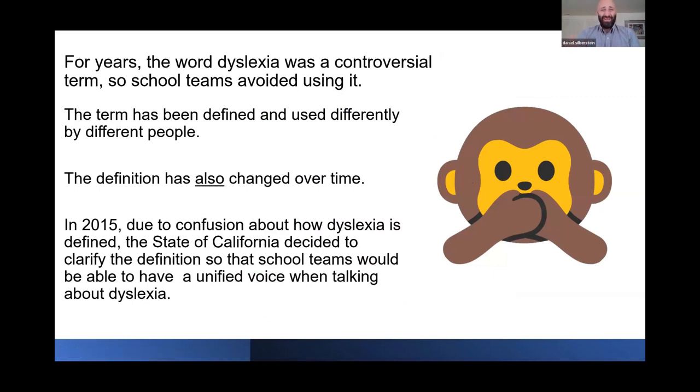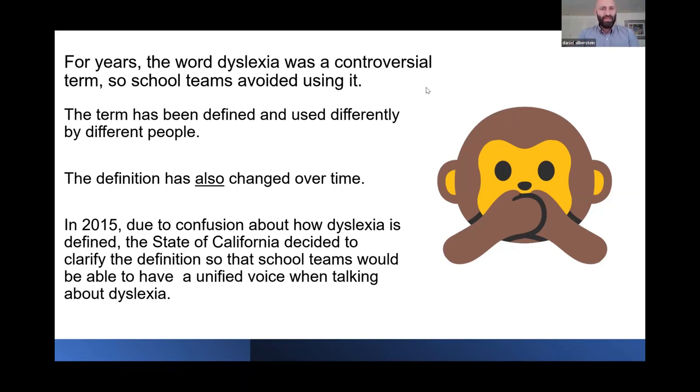I'm going to give you guys background about dyslexia and how the state defines dyslexia. I hope this is not redundant for you guys. But for many years, dyslexia was a controversial term, right? Because everyone has read a BuzzFeed news quiz or seen the cartoon where the B and the D and the P and the Q flip around. And that's what dyslexia was, right? It was this visual process of letter reversals.